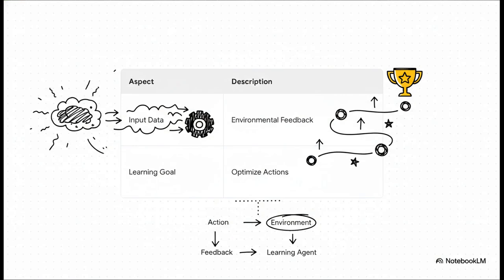So you can see how different this is. Unlike the other two methods, the input here isn't some fixed, static spreadsheet of data. It's live, dynamic feedback, rewards and penalties coming from the world it's in. And the goal isn't just to make one right guess. It's much bigger. It's about developing a whole strategy to win, or finding the absolute best series of moves to hit a long-term goal.